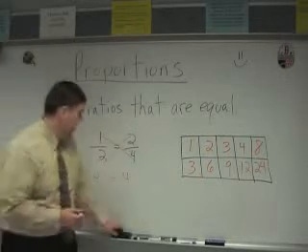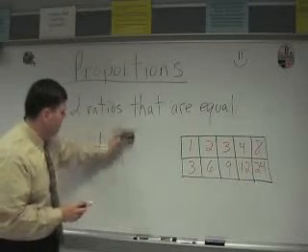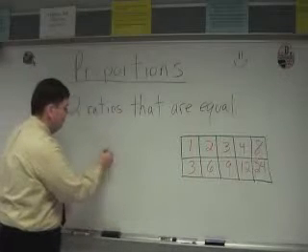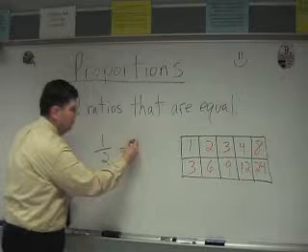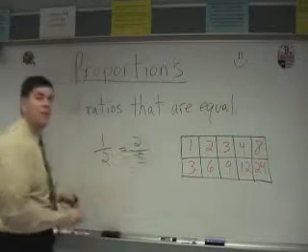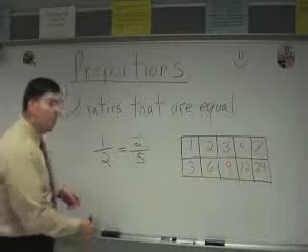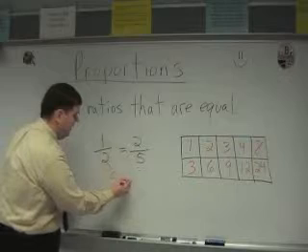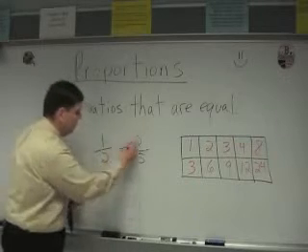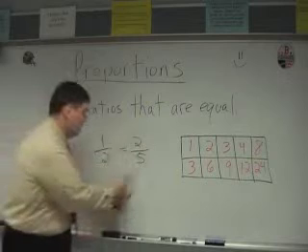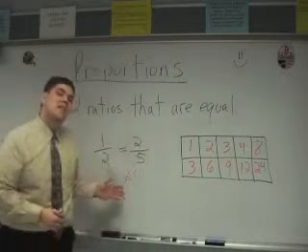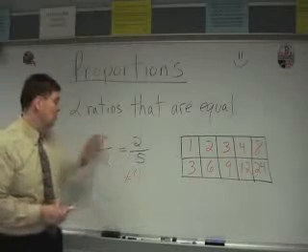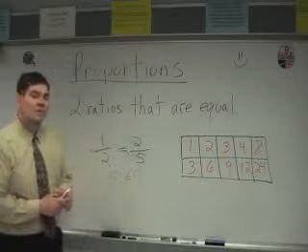If they did not equal, say I asked you if this was a proportion, and I gave you 1 to 2 is equal to 2 to 5, we could check by cross multiplying. We would say 1 times 5 is 5, 2 times 2 is 4, 5 is not equal to 4, and as a result, these are not proportional. Okay? That's how we can check to see if they're proportional if we are given all 4 numbers.